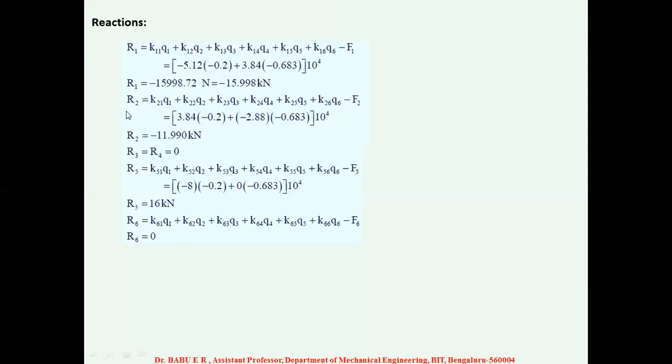Similarly, we want the reaction at node 1 along y direction. It is represented as R2. So expand the second row of the equilibrium equation. We get the value of R2 as minus 11.990 kilonewton. Similarly, you expand the fifth row and sixth row, and we get the corresponding reactions.